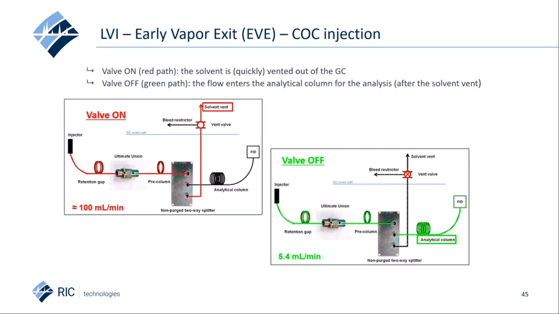The little remaining solvent and the target compounds concentrated in the pre-column are transferred towards the analytical column where separation is performed. This is called a column early vapor exit injection, which was recently again commercialized and introduced as a robust large volume injection technique and implemented in the well-known MOSH/MOAH application.